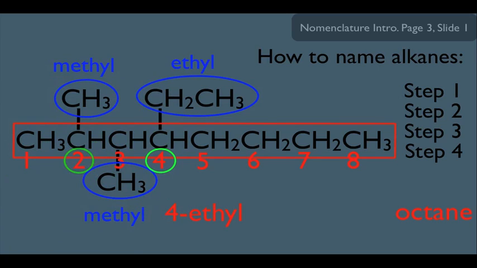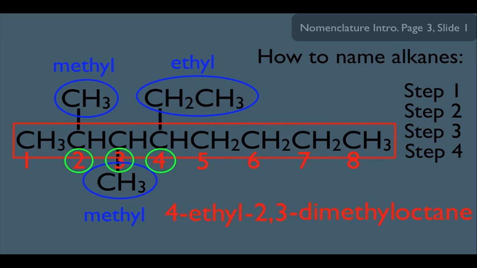Notice we have a methyl on carbon 2 and a methyl on carbon 3. So here's how we place this into the name. We would say then 2,3, and since there's 2 methyls, we would say di for 2, methyl. So the name of this molecule is 4-ethyl-2,3-dimethyloctane.